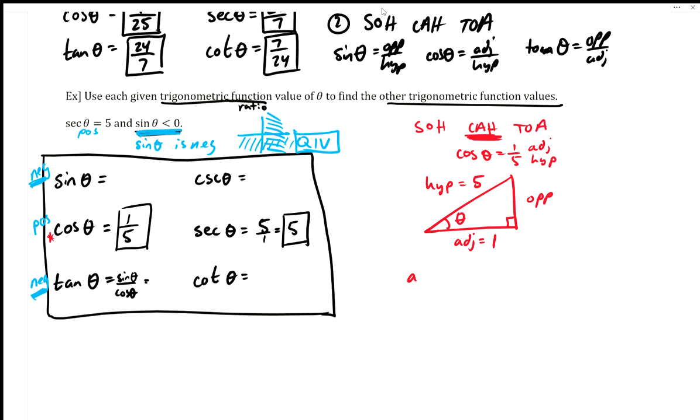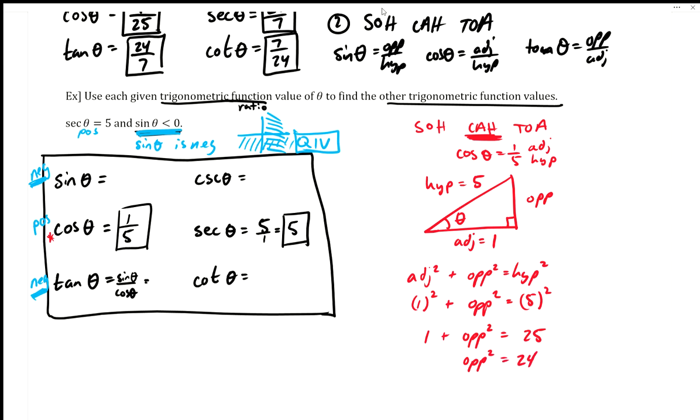By Pythagorean theorem, we know the adjacent side squared plus the opposite side squared should always equal the hypotenuse side squared. And so when we plug this in, we would have 1 squared plus the opposite side squared, which we're trying to find, equals the hypotenuse side squared. And then we go through and solve this. Okay, so 1 squared is 1, plus the opposite side squared equals 5 squared, which is 25. We can subtract the 1 over, and we have 24, and then we can square root both sides.